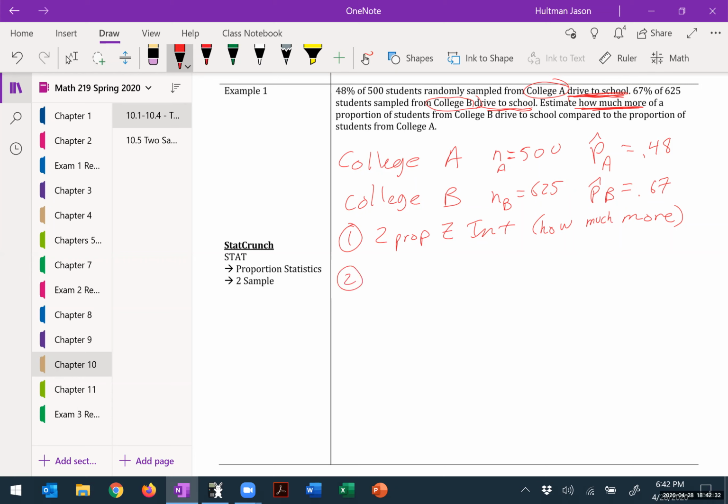Number 2. What's going to be the difference that I want to look for? It's the proportion of college B minus the proportion of college A. And I want to see, is this going to be positive, or is it going to be equal, or 0?